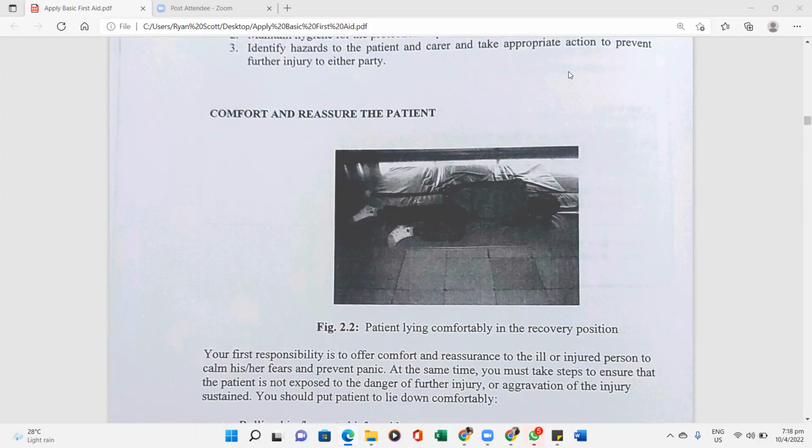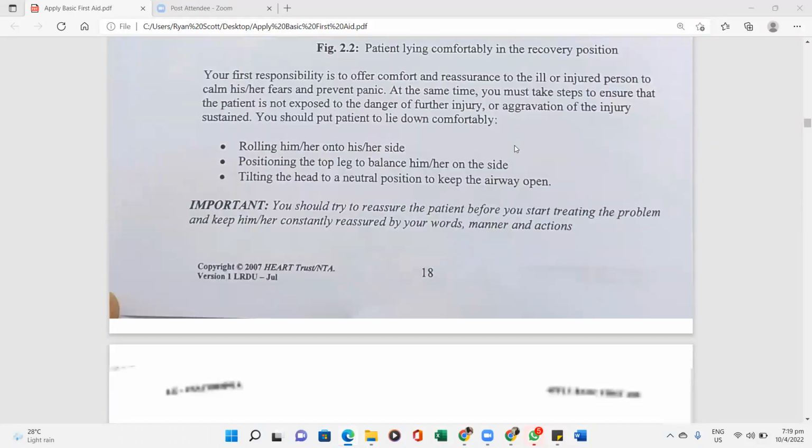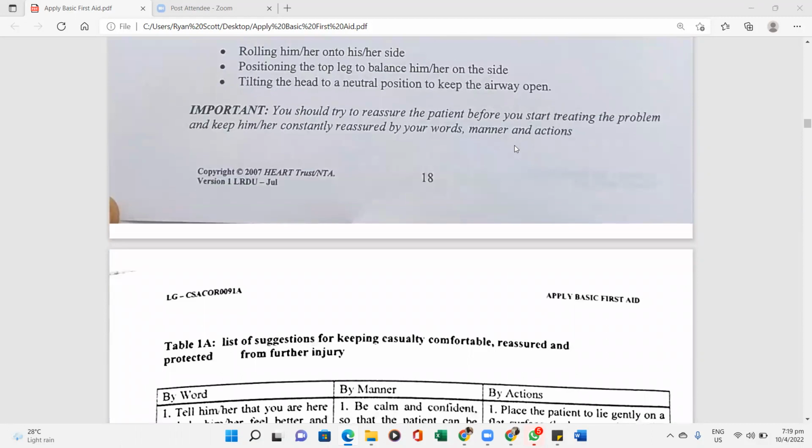At the same time, you must take steps to ensure that the patient is not exposed to the danger or further injury or aggravation of the injury sustained. You should put them to lie down comfortably, all right? All right, scroll up. Hold on, it says you can roll him or her to the side, position the top leg to balance him in the side, right? So that you don't have them rolling over onto their face, right? Tilting the head in a neutral position to keep the airway open.